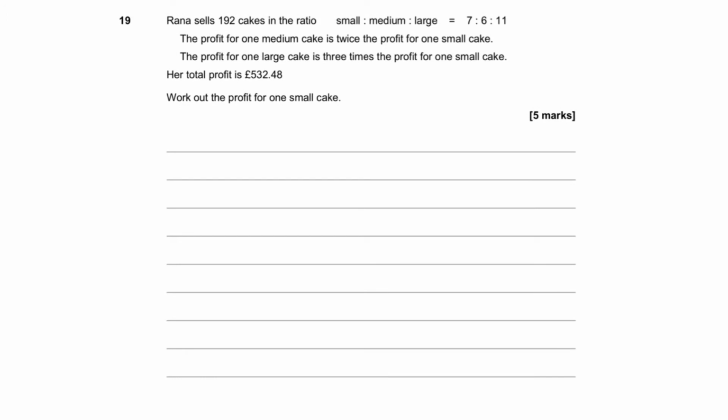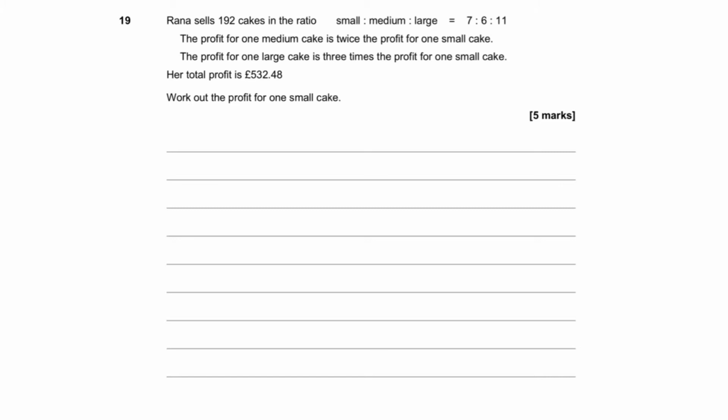So our next question says, Rana sells 192 cakes in the ratio 7:6:11, small, medium to large. The profit for one medium cake is twice the profit for one small cake. The profit for one large cake is 3 times the profit for one small cake. Her total profit is £532.48. Work out the profit for one small cake.